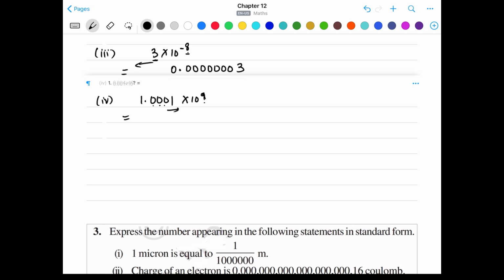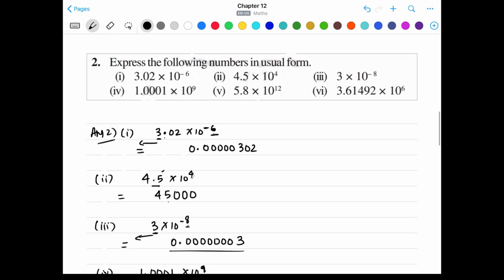So the power here is 9 and we already have 1, 2, 3, 4 digits after the decimal. That means after this 9 we have already 4 digits. We are going to need 5 more digits, so we add 5 zeros here. So we have 1, 0, 0, 0, 1. We have written 4 out of this 9, so we write the other 5, that is 1, 2, 3, 4, and 5. From here the decimal will shift to the last. So the number is 1, 0, 0, 0, 1, 0, 0, 0, 0, 0.